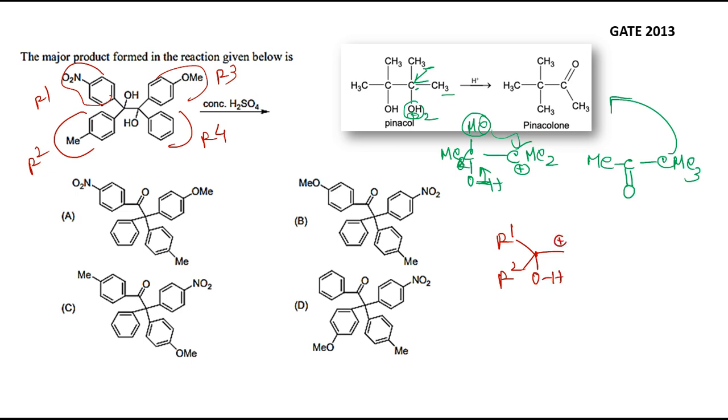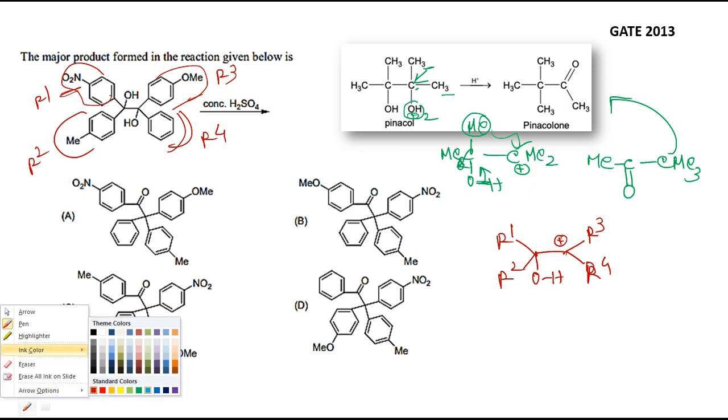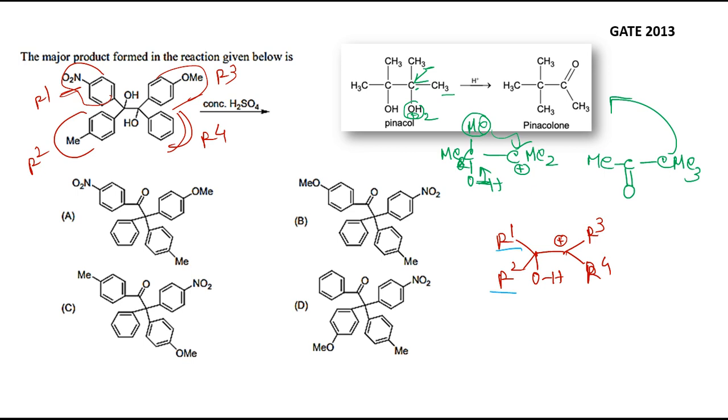Directly I am writing here positive charge. Why? Because on this side only positive charge will be generated. Here we have a 4-position OMe, that is an OMe substituted phenyl ring, and we have a phenyl ring here. But if you look at the left hand side, here we have an electron withdrawing group. So obviously positive charge will be more stable here. And finally there will be migration of one of these groups, R1 or R2.